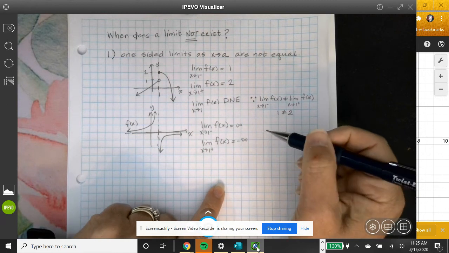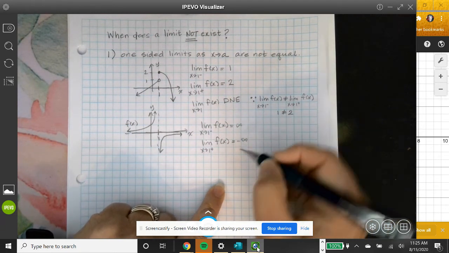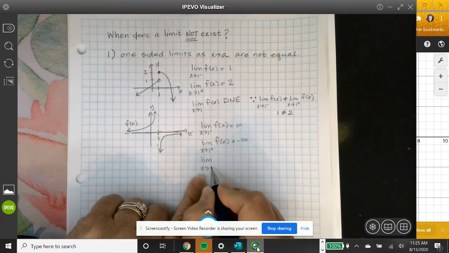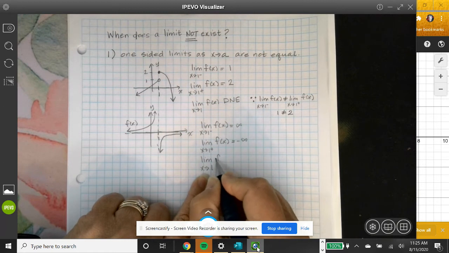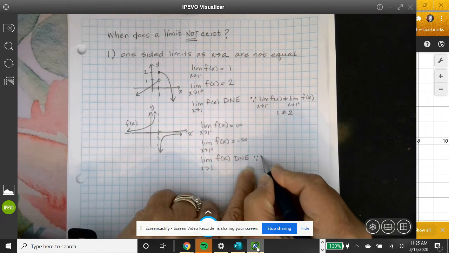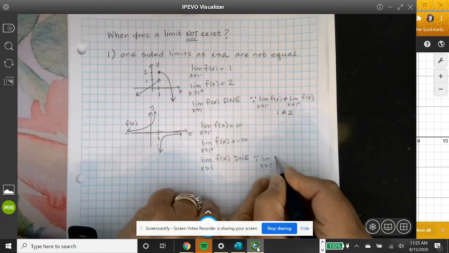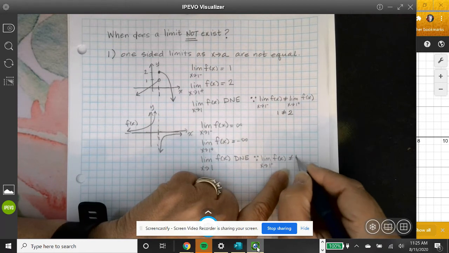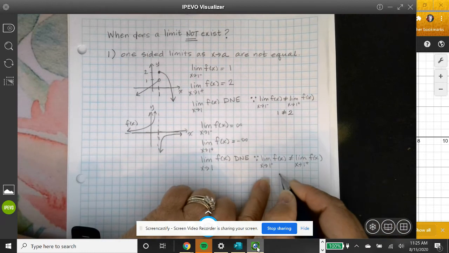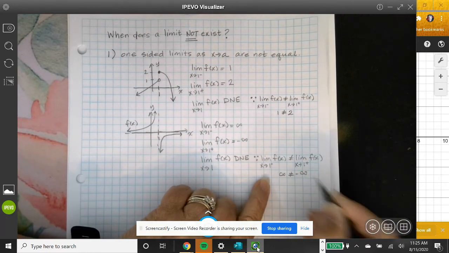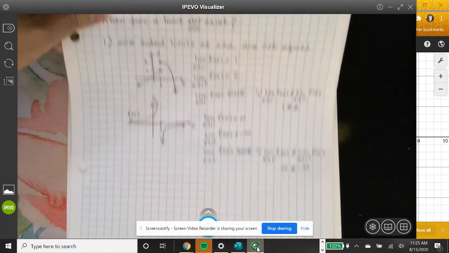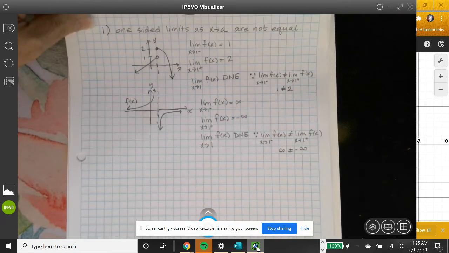All right, now, those are different values of infinity. So when I would say the limit as x approaches 1, implying both sides, I would say does not exist here. And I would say for the same reason, that the limit as x approaches 1 from the left of f of x is not equal to the limit as x approaches 1 from the right. And we would say that infinity is definitely not equal to negative infinity. All right, so those one-sided limits are not equal. Okay, so that's the first case.